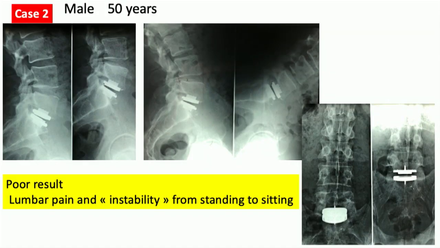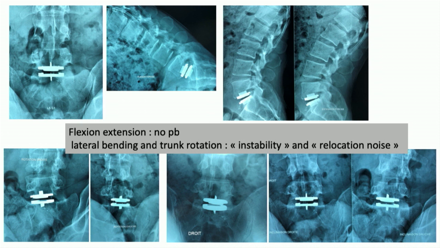50 years old. You see here this patient has this dynamic situation of the vertebra. This time you see there is no abnormality in the AP view. And the same thing, he has poor results with lumbar pain and this feeling of instability between standing and sitting. So at the beginning we thought this guy was crazy, and so the doctor thought he was crazy, the physiotherapist thought he was crazy, and we tried to do dynamic X-ray.